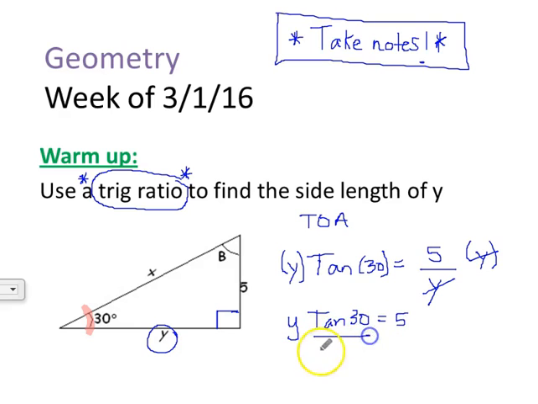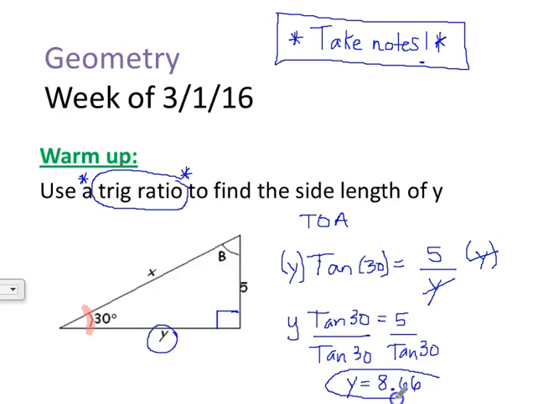And we need to get y all alone, so I'm going to divide each side by tangent 30. Go ahead and grab your calculator so that you can plug this in. You're going to plug in 5 divided by tangent 30. And when you do that, 5 divided by tangent 30, you should get, if you did it correctly, 8.66. We'll go 2 decimal places. And that's going to be our answer. y equals 8.66.